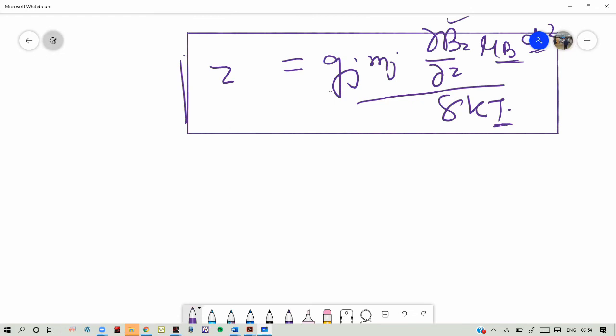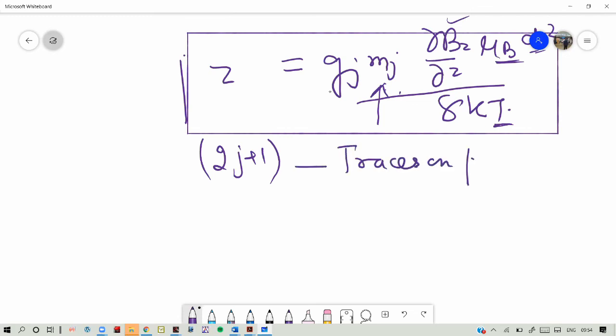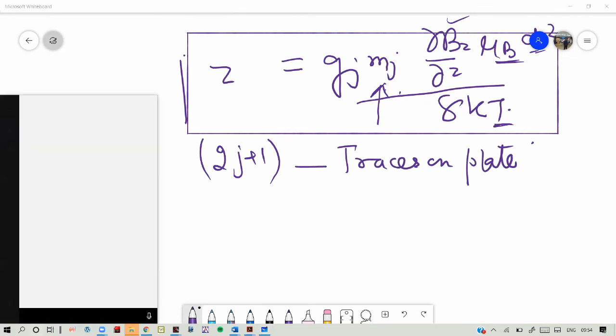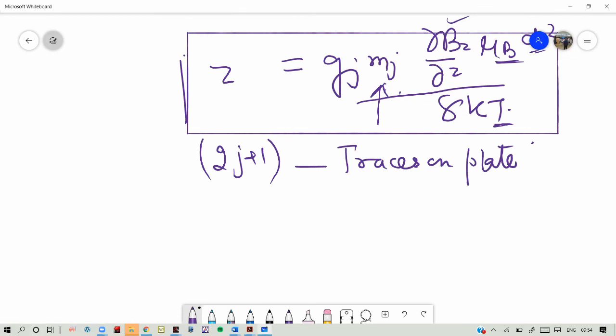So if you see this expression, there's an mj, and mj suggested that we have 2j plus 1 components corresponding to the possible values of mj, and 2j plus 1 traces on the photographic plate. So for silver, there were two traces, which I already told you, because L equal to 0, S was there only, so S may have two possible orientations. That is why those two traces came.